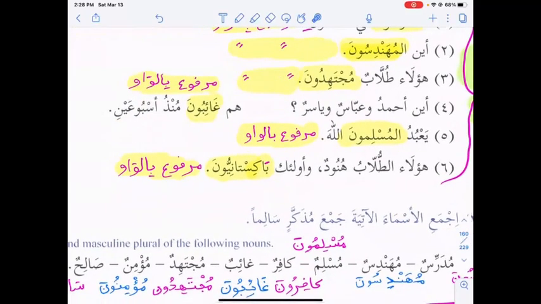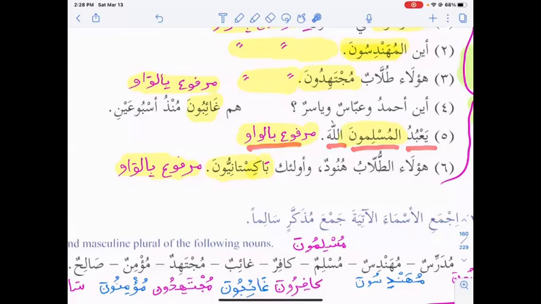Now we come here. Ya budu Muslimuna Allah. The Muslims worship Allah. Yabudu, fi'lun mudari', marfu' bid-damma. Where is the fa'il? Muslimuna. If it is a fa'il, it has to be marfu. Is it marfu? Yes, it is marfu. What is the sign of its marfu? It is waw. Why? Because it is jama muzakkar salim. Fi'l, fa'il, maf'ulun bihi. The Muslims worship Allah only.